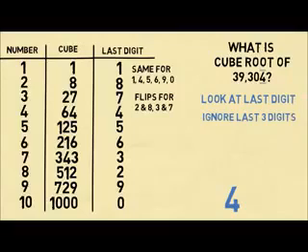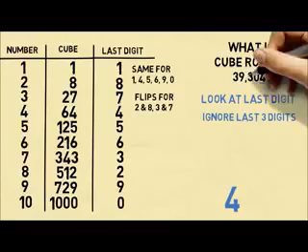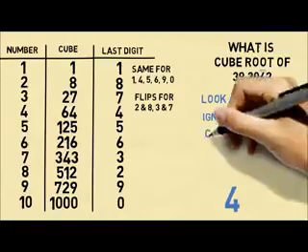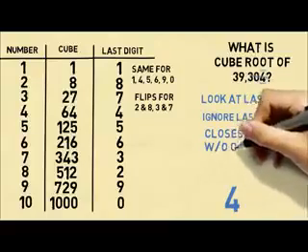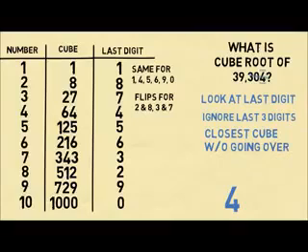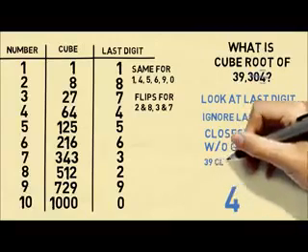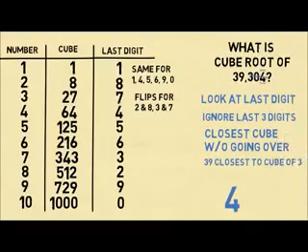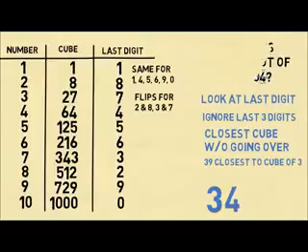The next step is we ignore the last 3 digits of our number. So in 39,304, we're going to just ignore the 304. And now we want to find the closest cube without going over. So 39 is between 27 and 64, so it's actually closest to 27 without going over, which means it's closest to the cube of 3. And that gives us the other part of our answer, which is 3. So here we have it. We put the numbers together, and 34 is the cube root of 39,304.